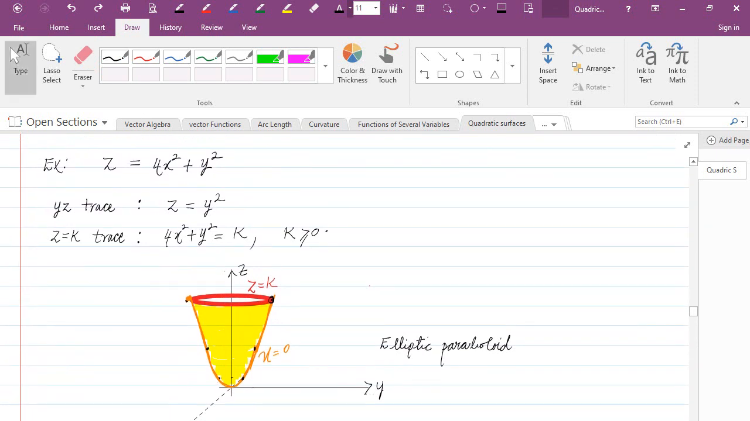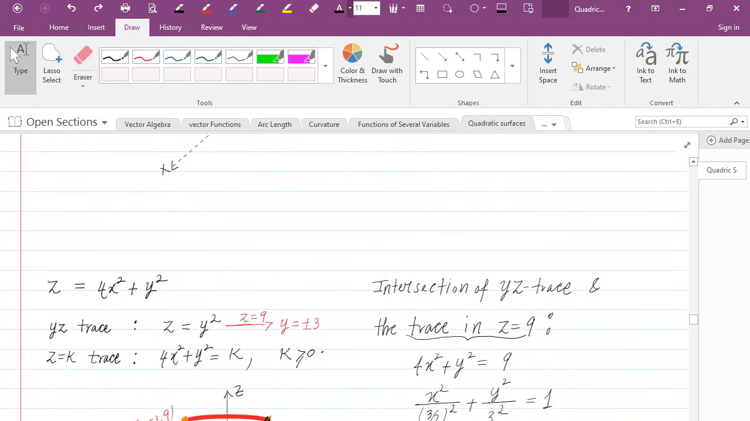You might ask, when I looked at the traces, why did I look at only these traces? Well, because those are the traces that give me the best picture of the surface. So how to choose what traces to look at? Well, it depends on your experience. As you sketch these surfaces more and more, you gain the experience of which traces to look at.